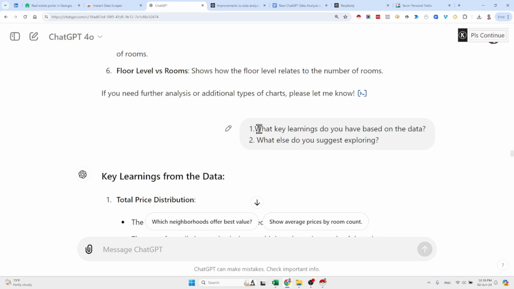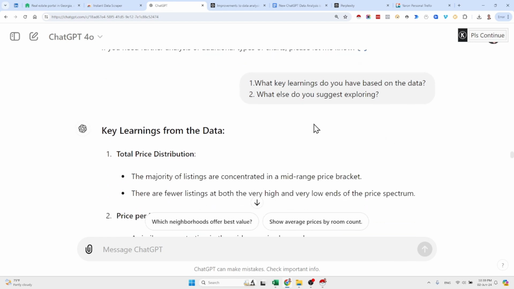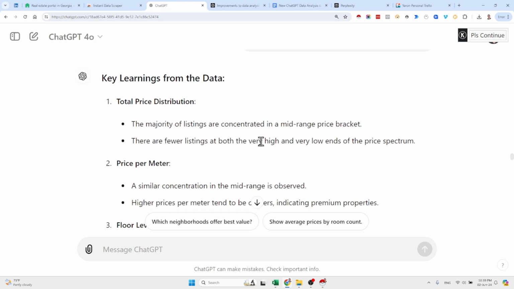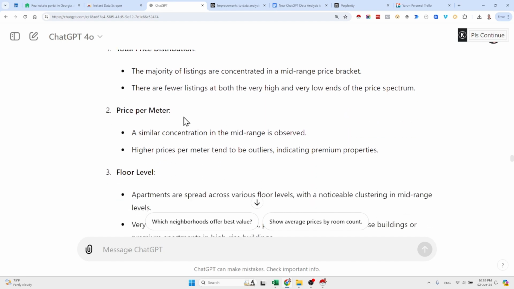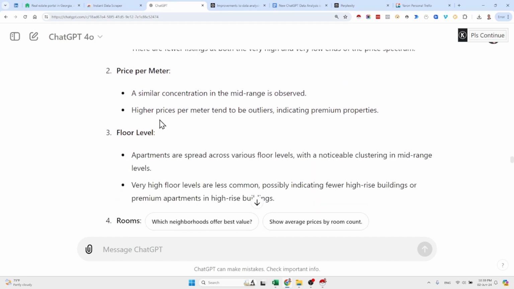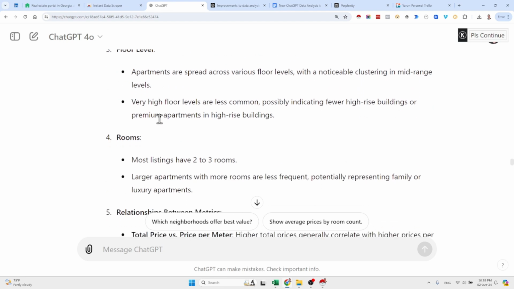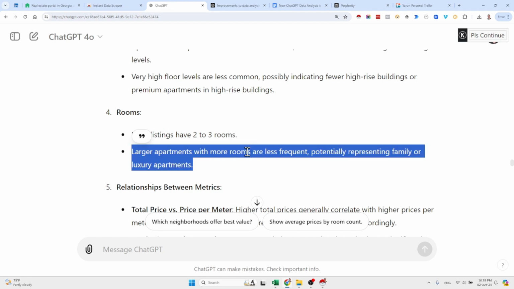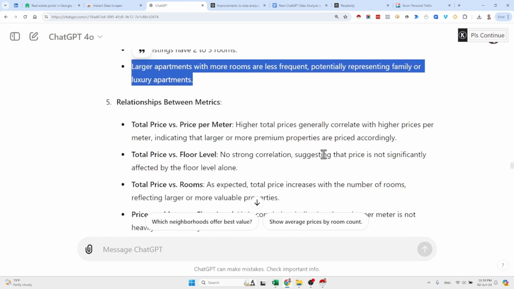Next, I asked it, what were the key learnings based on the data, and what else do you suggest exploring? So key learnings from the data. Total price distribution. The majority of listings are concentrated in a mid-range price bracket. There are fewer listings at both the very high and very low ends of the price spectrum. The price per meter, data about price per meter, data about floor price. Most listings have 2 to 3 rooms. Larger apartments with more rooms are less frequent, potentially representing family or luxury apartments.